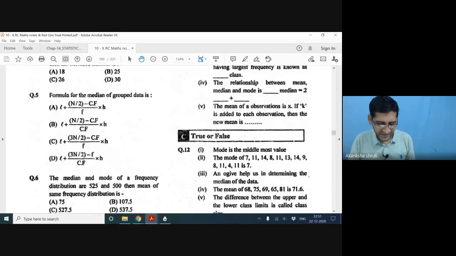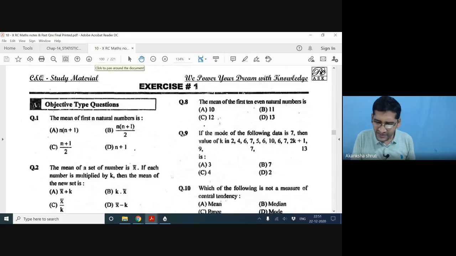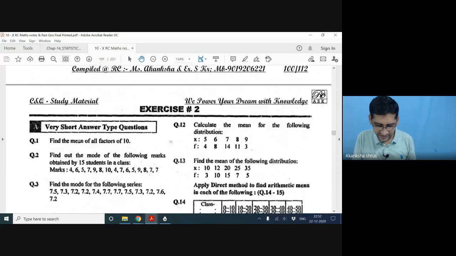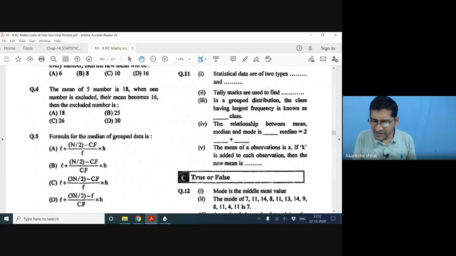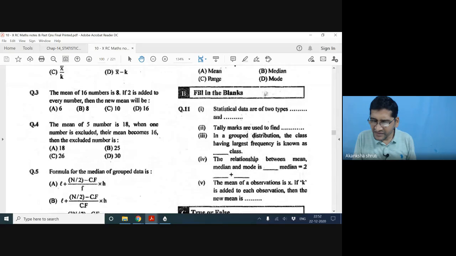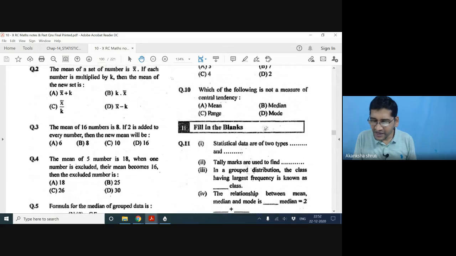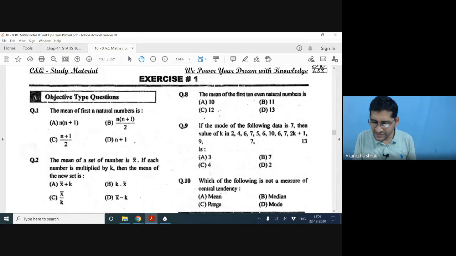See, student, in question number 5, it was asked, the formula for the median is there, so that we will calculate later. Even for class interval it is asked in those MCQs. I think there will be somewhere. No MCQ is framed there. Relation between mean, median, mode we will learn later. Tally mark is used to find the number of frequency.